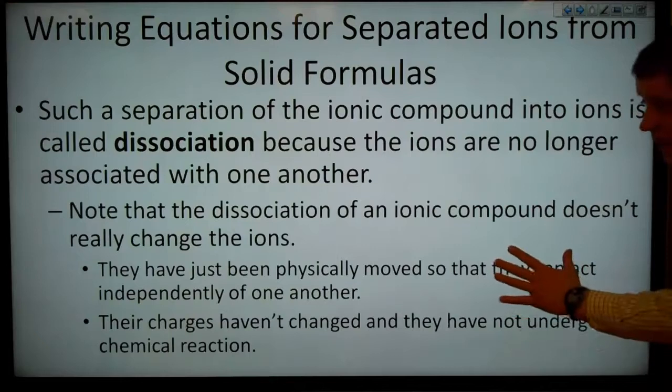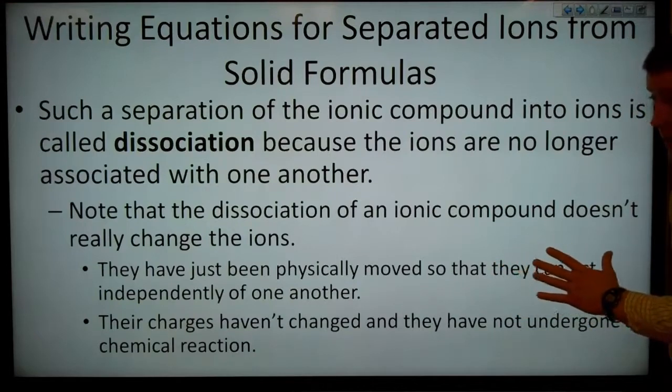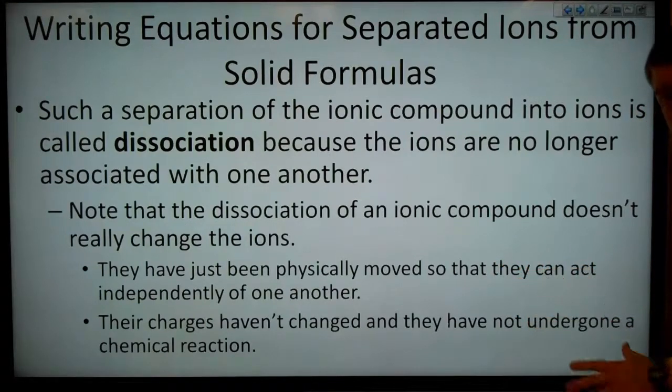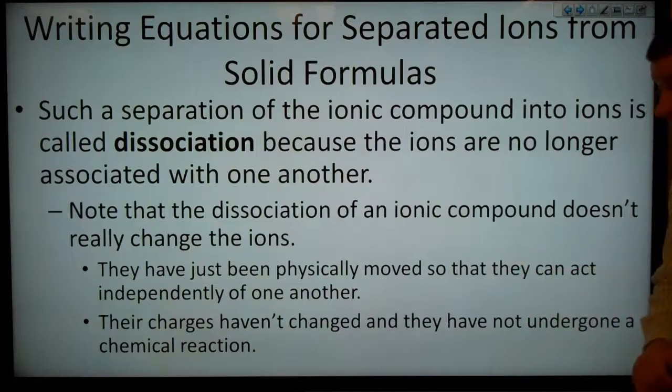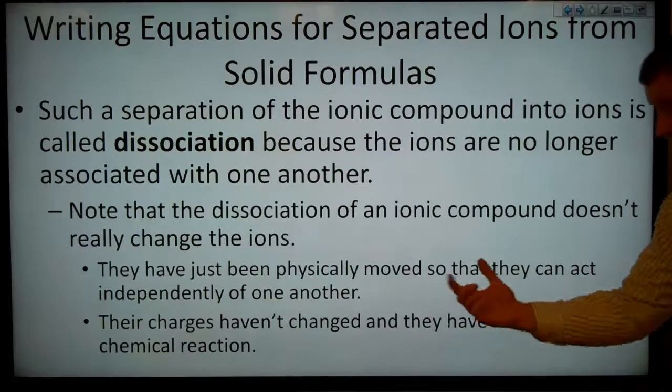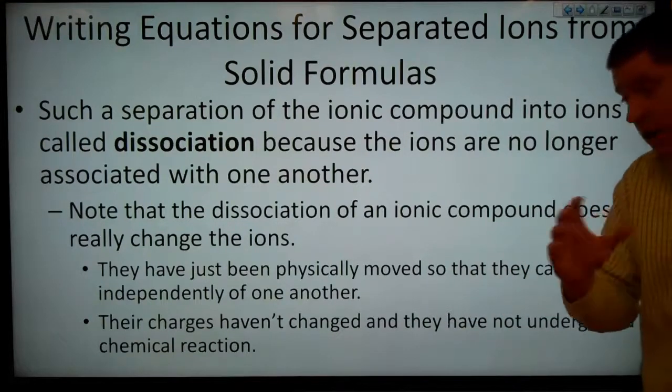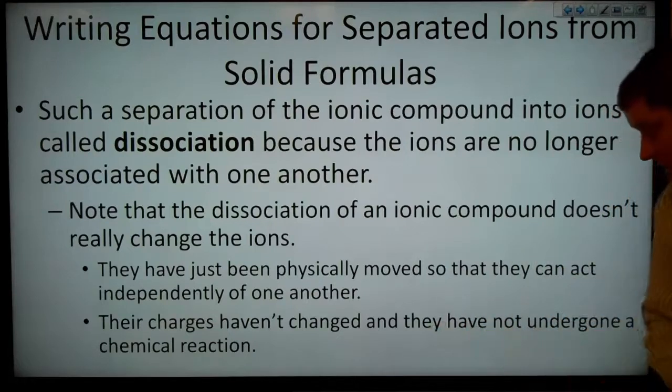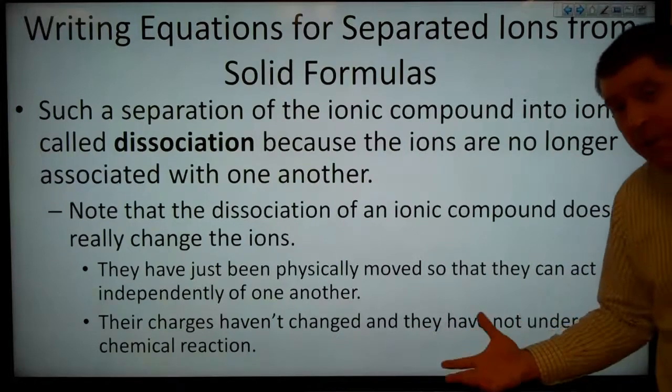Note here that the dissociation of ionic compounds doesn't really change the ions, it's just separating them. They're no longer bound to each other, and so they've just been physically moved so that they can act independently of one another. Their charges haven't changed, and they haven't undergone any chemical reaction.